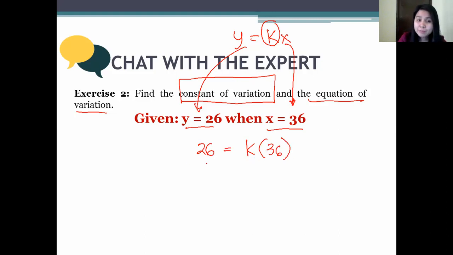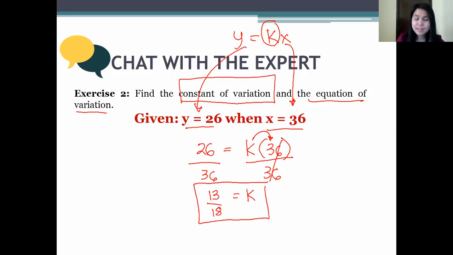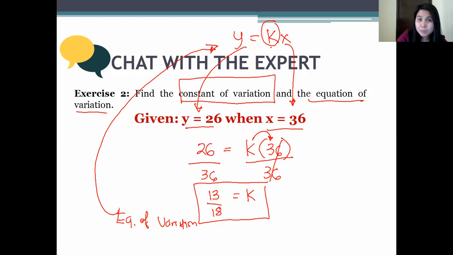Next, we divide both sides by the coefficient of k. So we divide both sides by 36. So we have k equals, let's reduce, 13 over 18. This is now our constant of variation. Next, how do we write our equation of variation? We go back again to our general formula. Then we substitute the value of k. So we have y equals 13 over 18x.